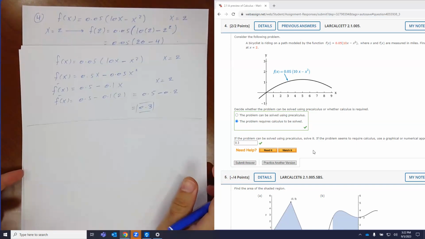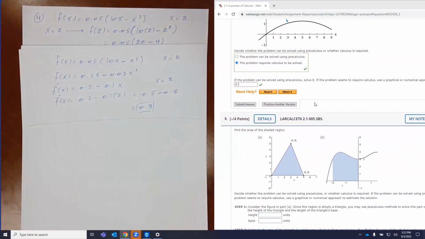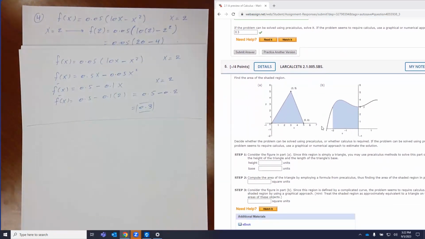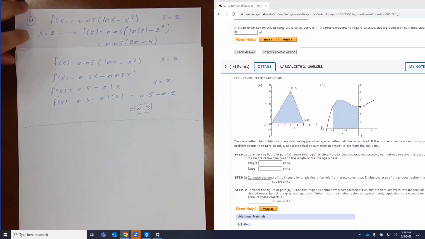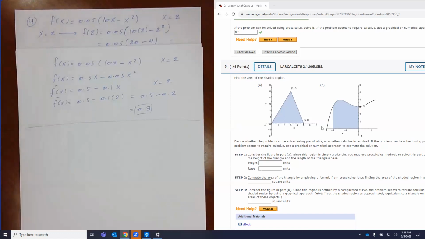The next example is about the area. Also, in the last section, we're going to study the area, how to find the exact area for this graph. There's a curve here. If you look at the first graph, A is a triangle, so we can find the area for the triangle.